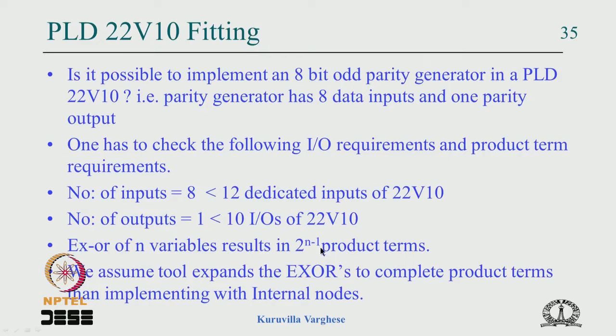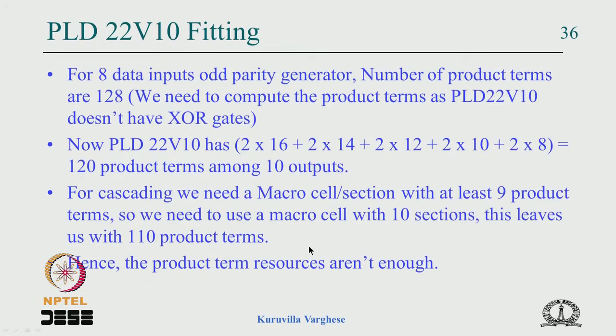But we have to see the product terms. When we assume that it is expanded, there are a total of 120 product terms possible, but we need to cascade. We need to combine everything together in a 2-pass logic. So we need at least 9 product terms to cascade, because there are 10 total sections. We take out 1 for cascading, so we are left with 9 sections, so we need at least 9 product terms to cascade.